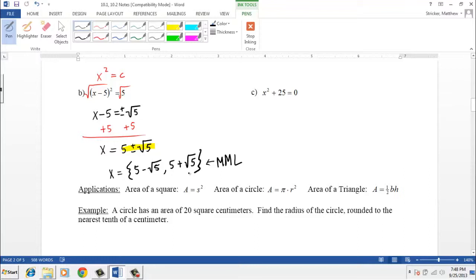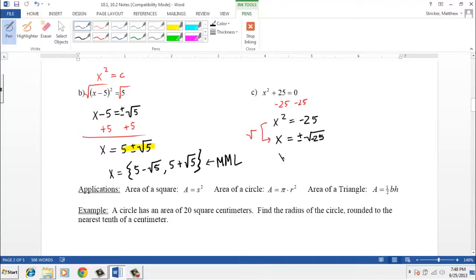Okay, so we got one more of these. Let's go ahead and look at example C. What do you think we're going to do first to this one? And hopefully you're saying that, well, we need to isolate the x squared, so let's go ahead and subtract 25 from both sides. And something interesting is going to happen in this problem, because when I apply the square root property, when I take the square root, the left-hand side, of course, becomes x, but the right-hand side becomes plus or minus the square root of negative 25.